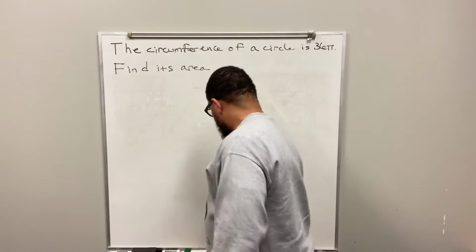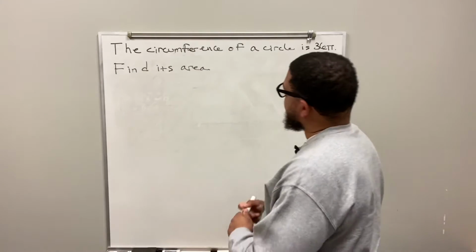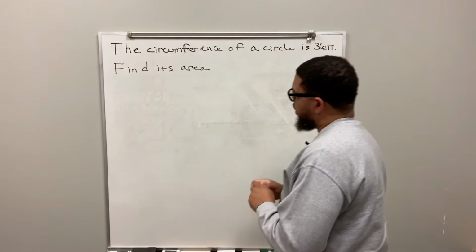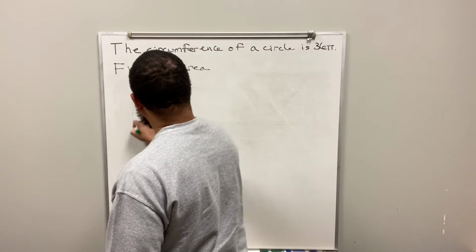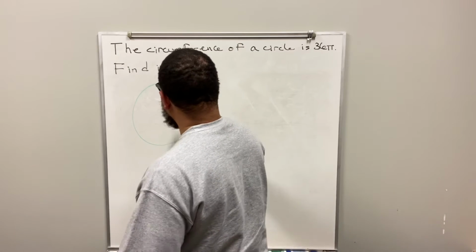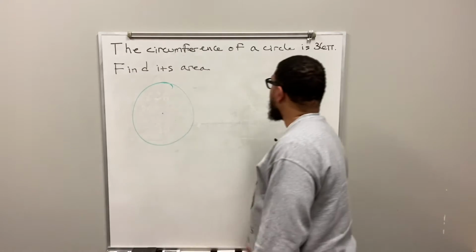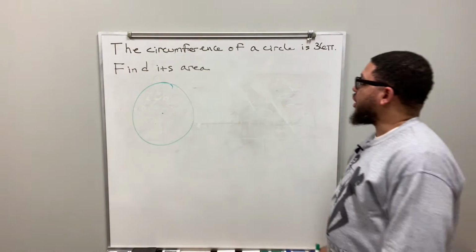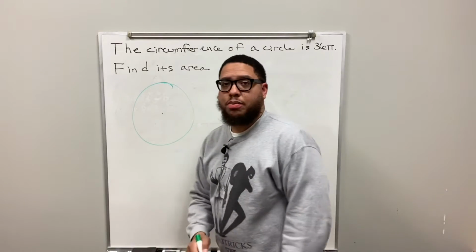And what I should have done was draw a picture of a circle up here. That would have been nice. All right, so that's our circle, right? It's got a center right there. And the circumference is actually the perimeter.